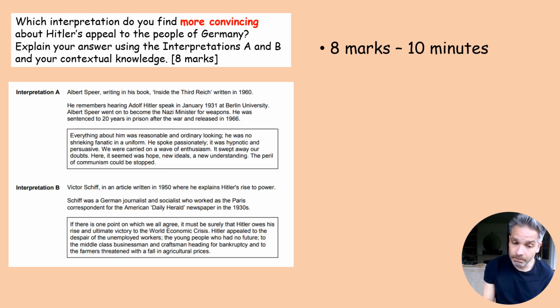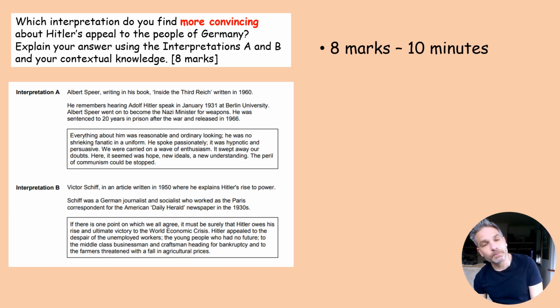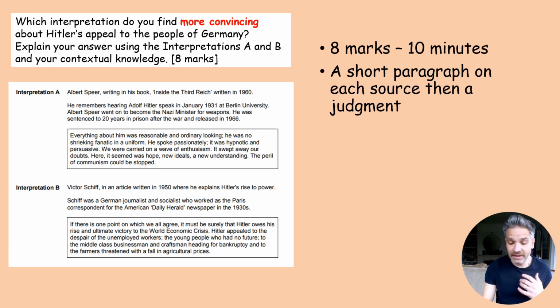This is a 10-minute one. This one asks you which interpretation do you find more convincing. Now, it can be confusing, because it's not asking you to pick one, it's asking you to talk about both. But this time you have to go back to the content again of each source. So you have to say, well, Albert Speer says this about Hitler's appeal. He says he was reasonable, he spoke passionately.